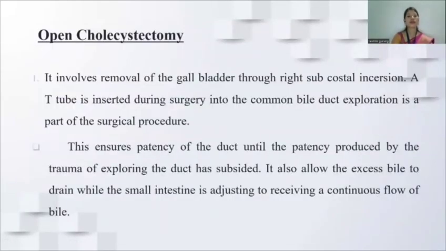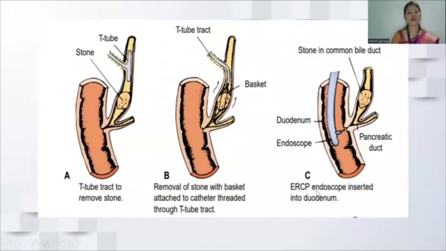Next, open cholecystectomy. Here it involves removal of the gallbladder through a right subcostal incision. They insert a T tube inside the bile duct. This ensures patency and allows the excess bile to drain while the small intestine adjusts. I'll show you the picture of how the T tube is inserted.